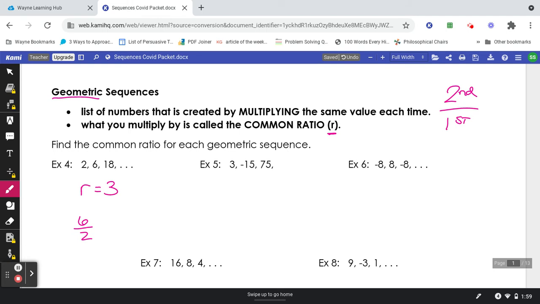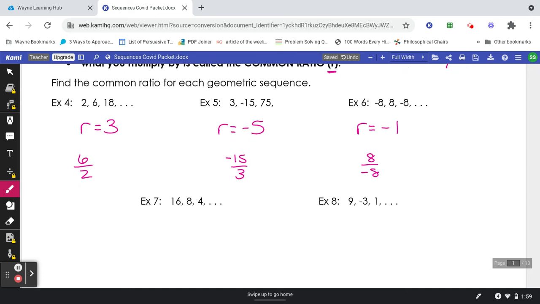All right, example number 5, negative 15 divided by 3. Negative 15 divided by 3. Or you could think about it as 3 times what gives you negative 15? That would be negative 5. For example 6, what do you need to multiply negative 8 by to get positive 8? That would be negative 1. Again, second one divided by the first one.